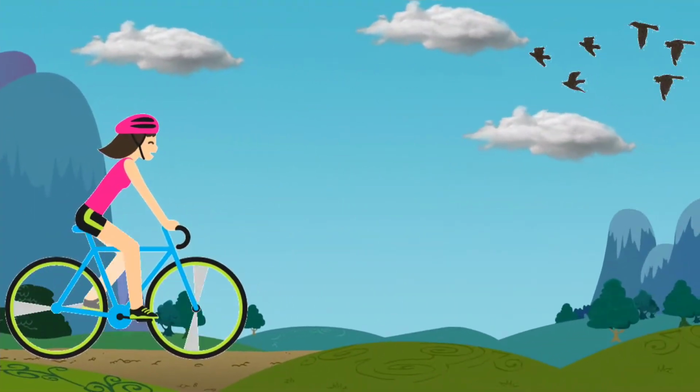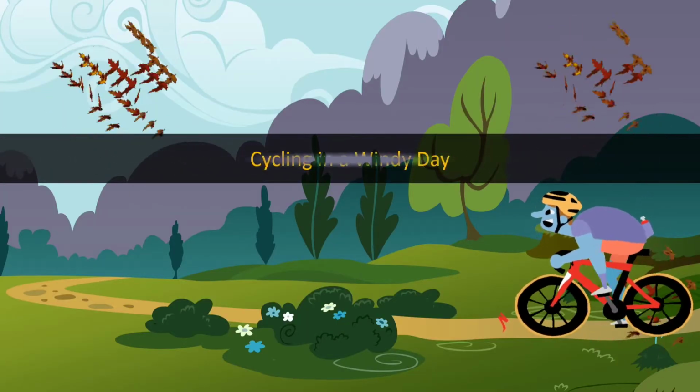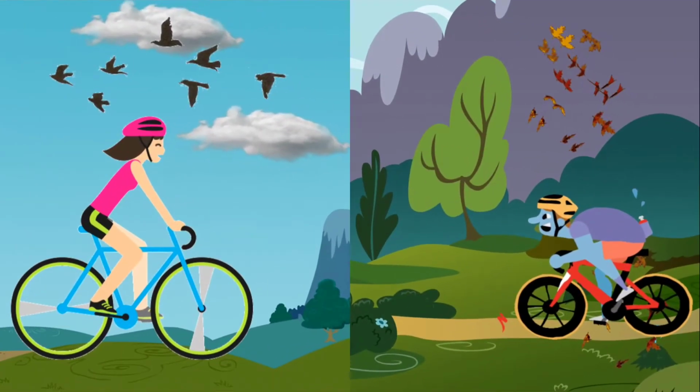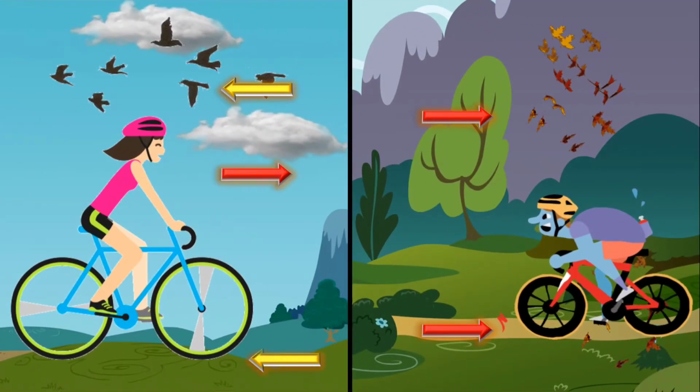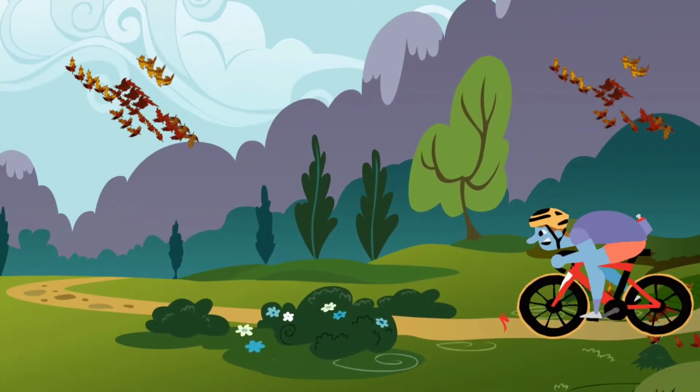Have you ever noticed that cycling during normal days is much easier than during windy days? Can you say the reason? In both the scenarios, there are multiple forces acting from different directions. Force is a vector as it needs both magnitude and direction. In these situations, friction, force of wind, and the force applied by the bicyclist is shown. In such cases, resultant force is considered.